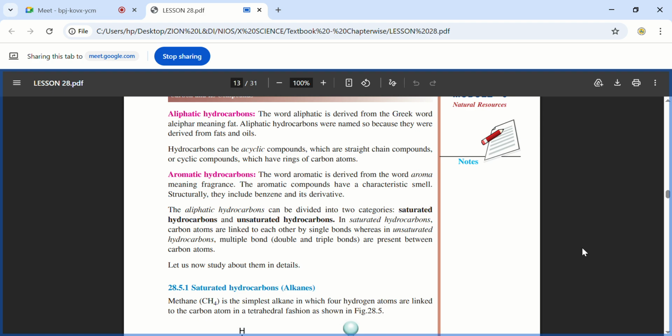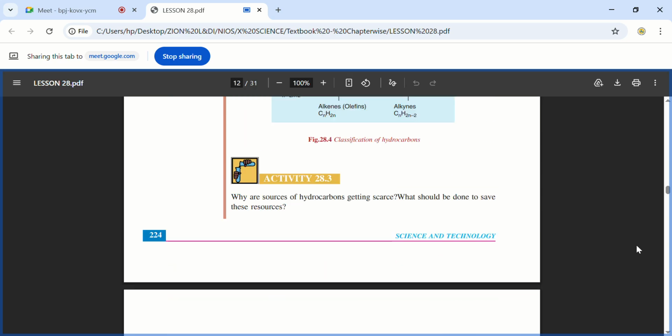The aliphatic hydrocarbons can be divided into two categories: saturated hydrocarbons and unsaturated hydrocarbons. In saturated hydrocarbons, carbon atoms are linked to each other by single bonds, whereas in unsaturated hydrocarbons, multiple bonds, double and triple bonds, are present between carbon atoms. Okay. So now go to the flow chart.